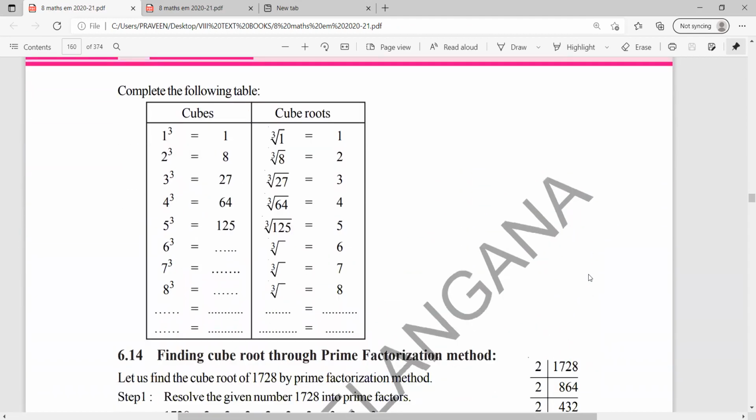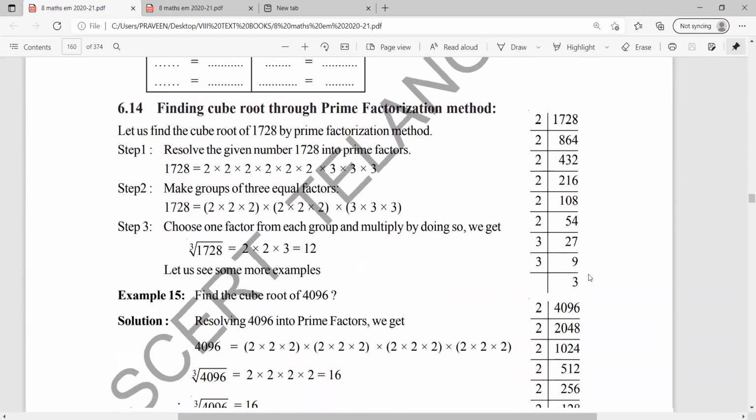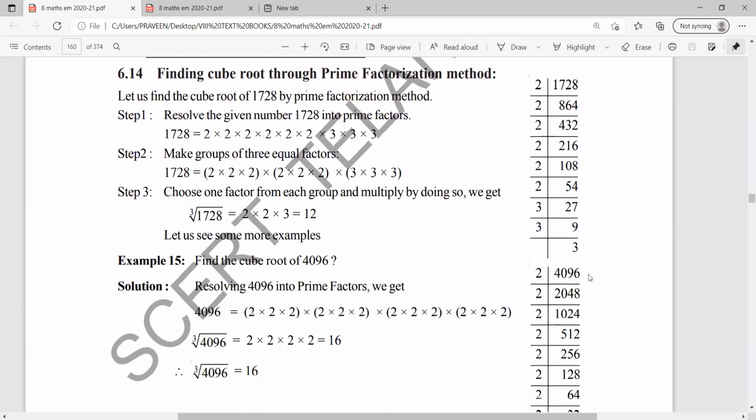Today we need to discuss the cube root concepts. Today we go for the concept of finding the cube root by using the prime factorization method. Now let us start the discussion of the prime factorization method concept: by using this method, how are we going to find the cube root of a given number?